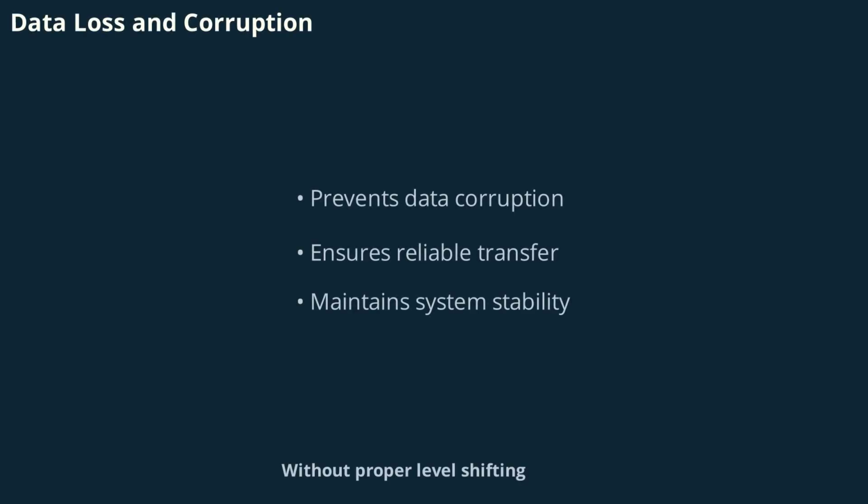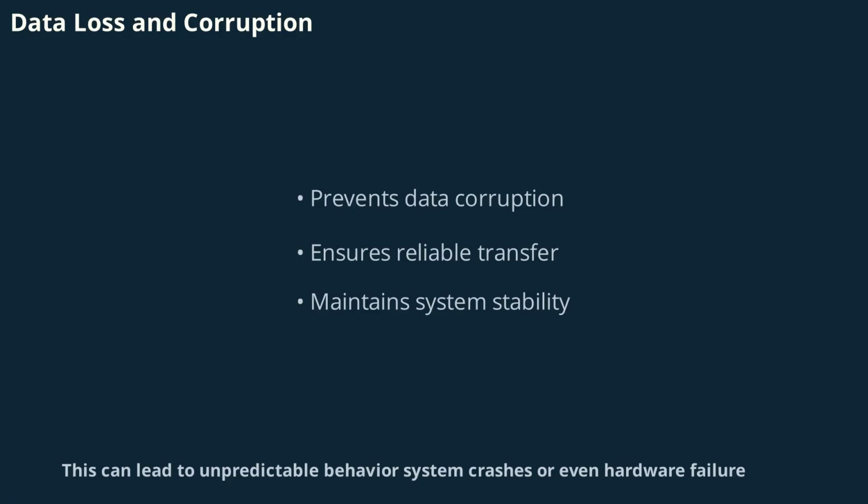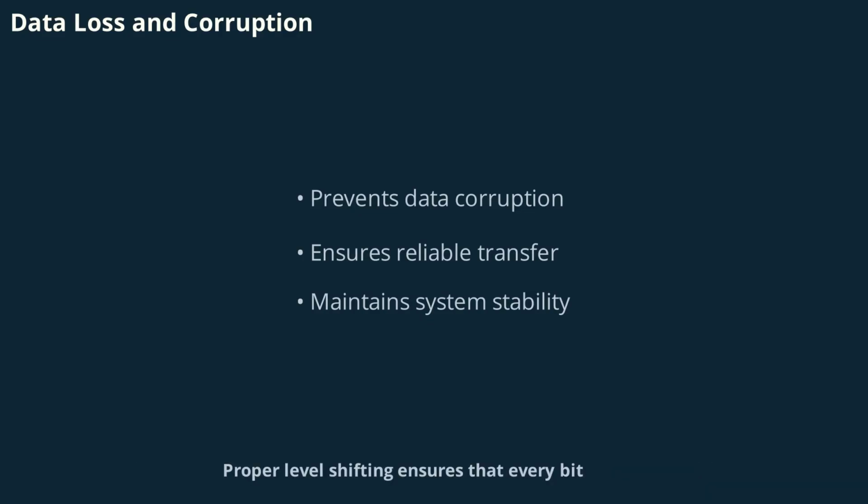Without proper level shifting, your system is at risk of data loss and corruption. Signals that aren't recognized correctly can cause devices to miss important information or misinterpret commands. This can lead to unpredictable behavior, system crashes, or even hardware failure. Proper level shifting ensures that every bit of data is transmitted and received as intended.